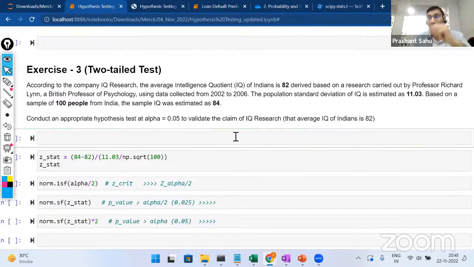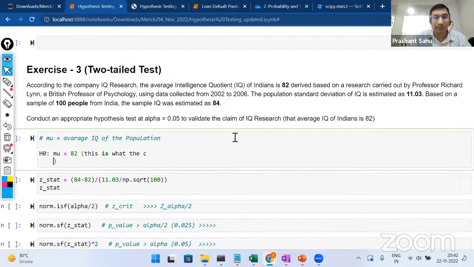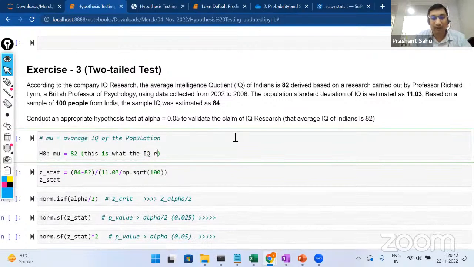So in this case, how do you conduct a hypothesis test to validate the claim made by the IQ research company? Let's say, what is mu in this case? Mu is defined to be your population average, so the average IQ of the population is your mu. Now the null hypothesis will be mu equal to 82. This is what the IQ research company is claiming.